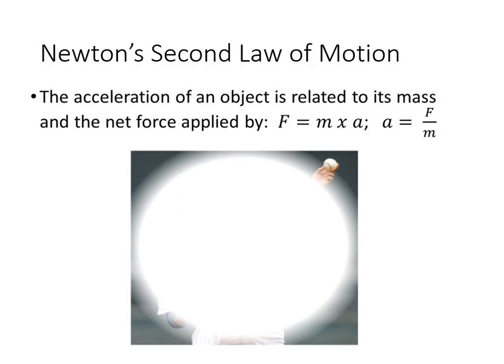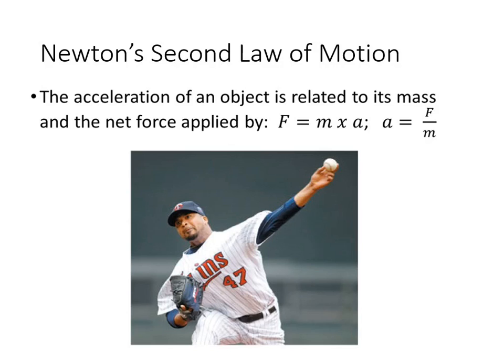So the example I have here, I think it's from your textbook, is throwing a baseball. Basically, a certain amount of force is applied to that ball with a certain mass, and it results in it going from 0 meters per second to a certain number of meters per second.